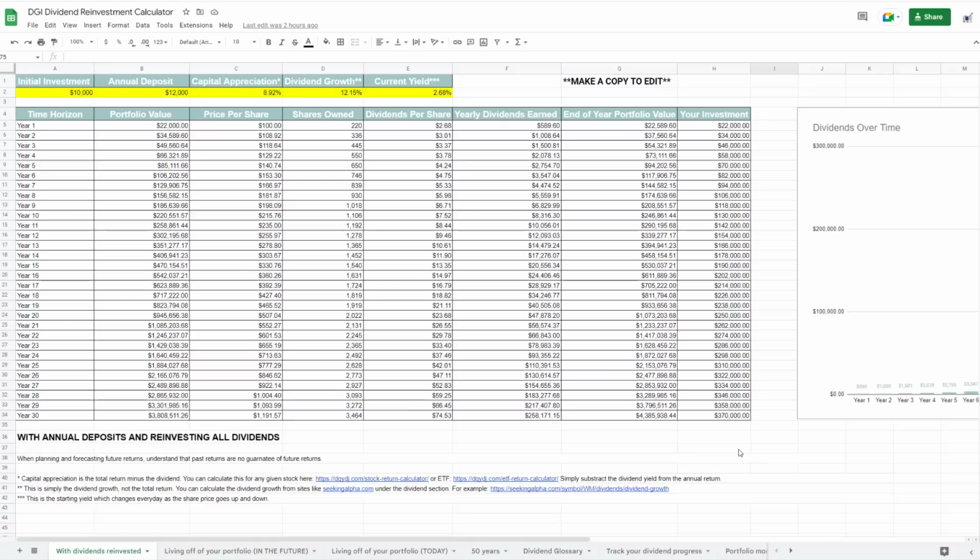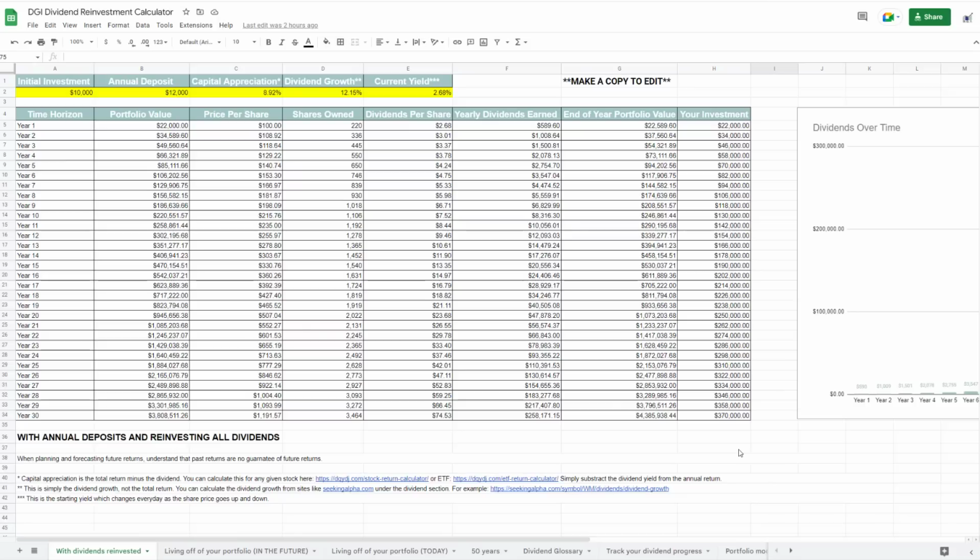For the remainder of the video, I want to share with you the most exciting part about dividend growth investing, the miracle of compounding. What you're seeing on your screen is a dividend reinvestment calculator that I created. I share this for free. I don't have a Patreon. There's no paywall. You can use this calculator for free. I will leave a link to this calculator in the pinned comment.